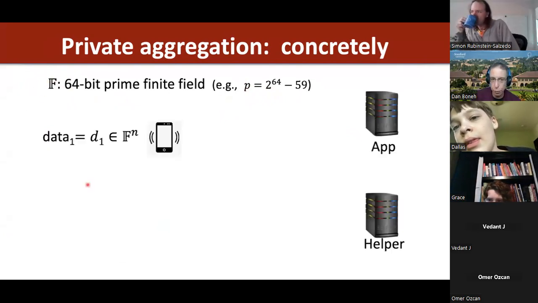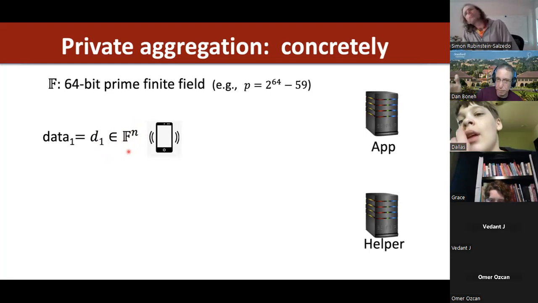Now, every user has a vector. Every user has a vector of elements over this field. We'll say the vector has length n, and it's a vector of elements over this field. So for URL number 1, maybe the user visited the URL or didn't visit the URL. So the first element of D1 would either be 0 or 1. The second element of D1 would similarly be 0 or 1.